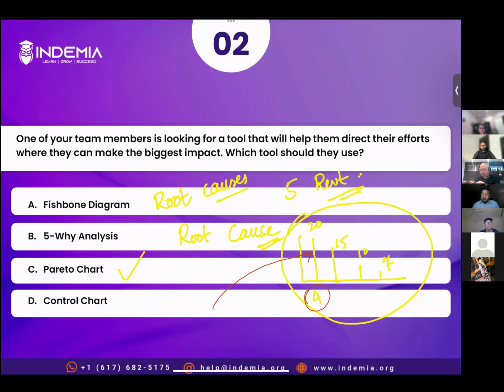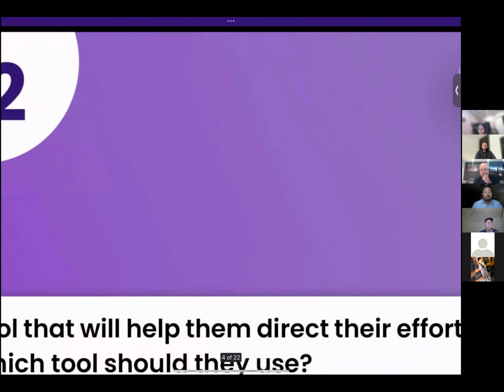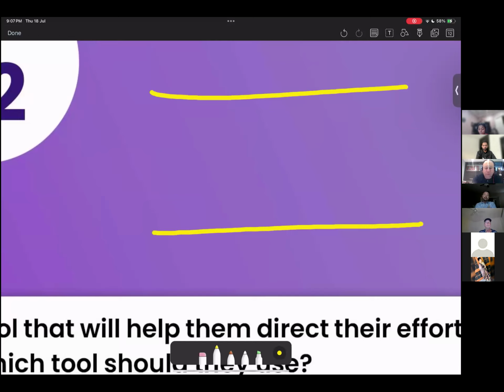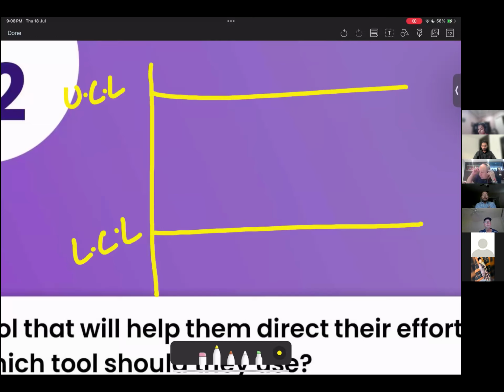Let's read the explanation. And control charts. Control charts are to see if your process is within the limit or outside of the limit. So just to help you understand, Pareto chart we have already discussed. Control chart has an upper control limit and a lower control limit, right? You can call it tolerance, right? And then you plot different samples. So let's suppose one sample is here, another sample is here, something is here, right?